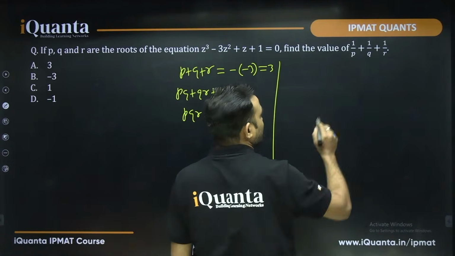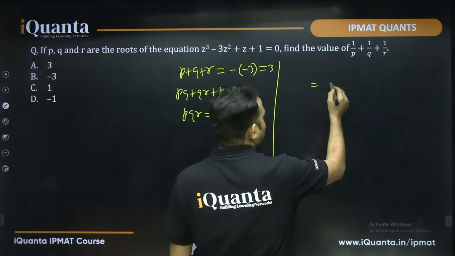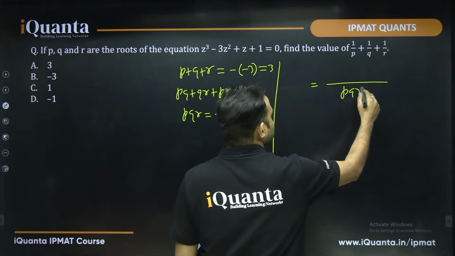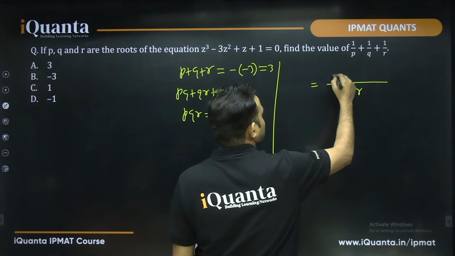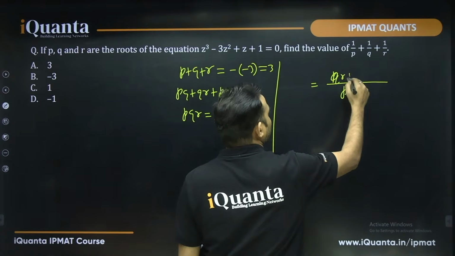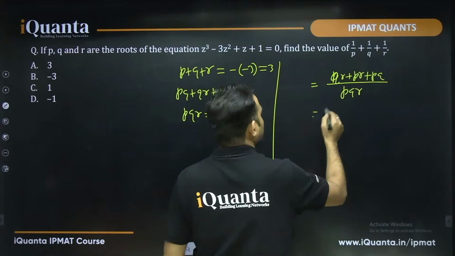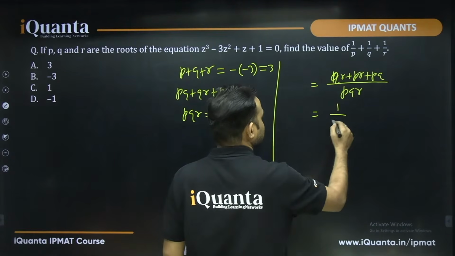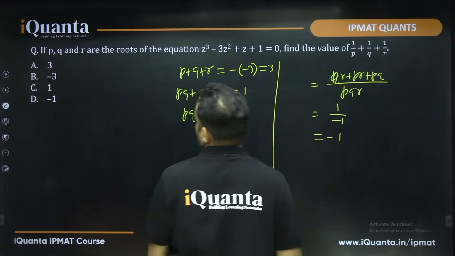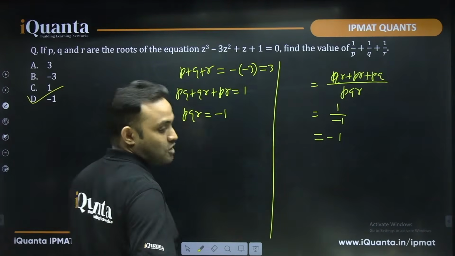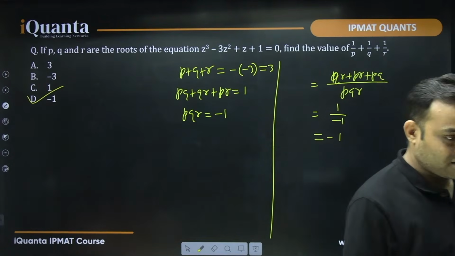What we need to find? 1 by P plus 1 by Q plus 1 by R. If I take PQR as LCM, this will be (QR plus PR plus PQ) by PQR. Now we know this value is 1 and this is minus 1. Overall it will be minus 1. Option D, that is correct.